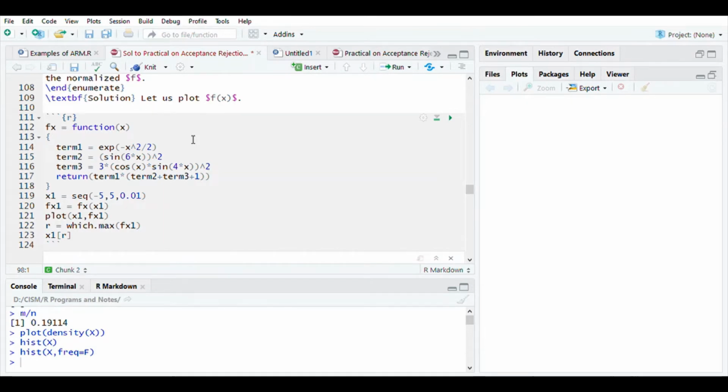So let us first write a function to compute the target PDF, target density. So the first term is e raised to minus x square by 2. Then it's a common term. So the terms inside the brackets were sine 6x square and then 3 times cos x into sine 4x square, and then again plus 1 was there. So term 1 is this, term 2 this, and term 3 this, and so this is how we get the function target PDF here. So let us try running this.